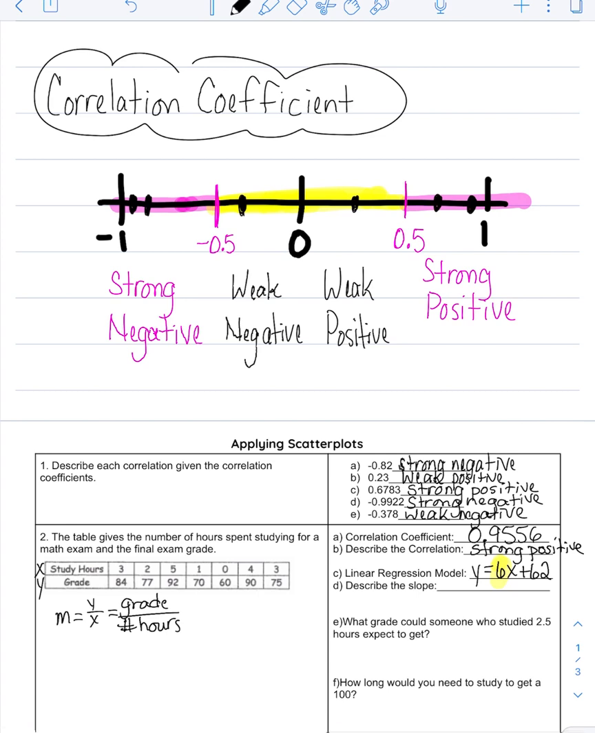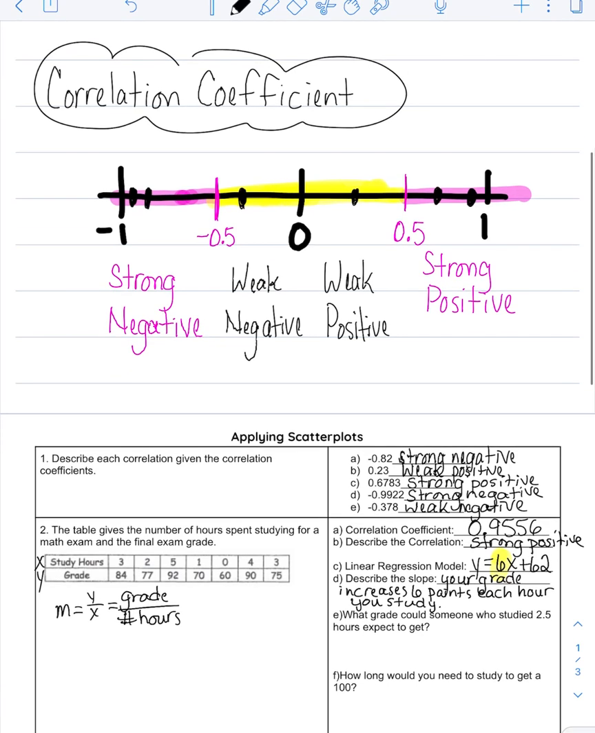So watch this. How would I describe the slope? It's positive. So I would say your grade increases 6 points each hour you study. We've actually done this before, but now we're using it in the context of scatter plots. So we use rise over run and just use the relationship that they've given us here. Now let's continue.